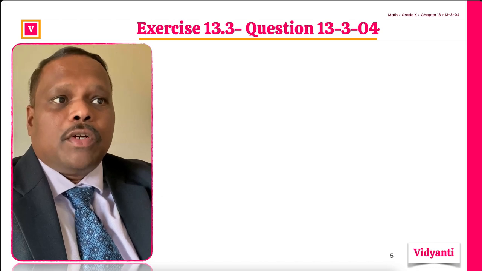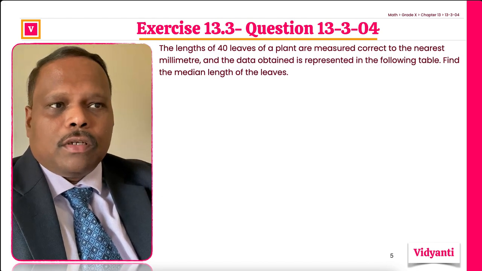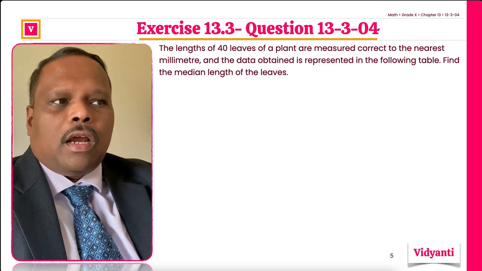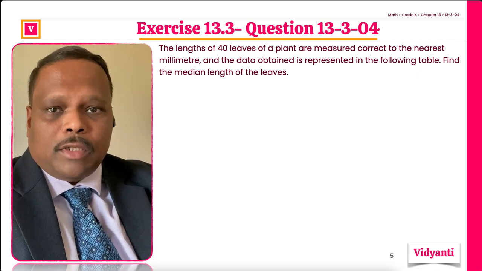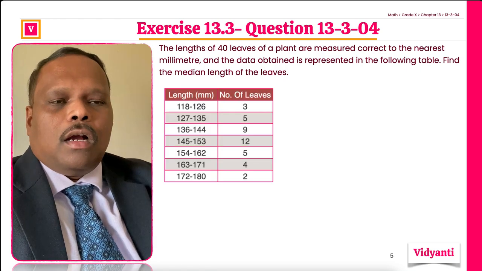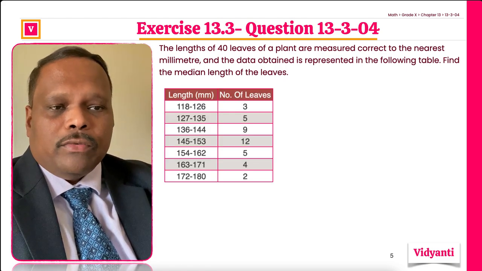In this exercise, question 13.3.4. The lengths of 40 leaves of a plant are measured correct to the nearest millimeter, and the data obtained is given in this table. We are supposed to find out the median length of leaves.